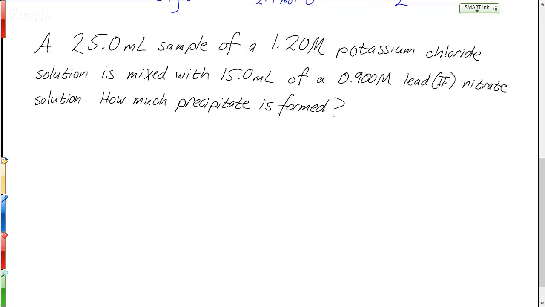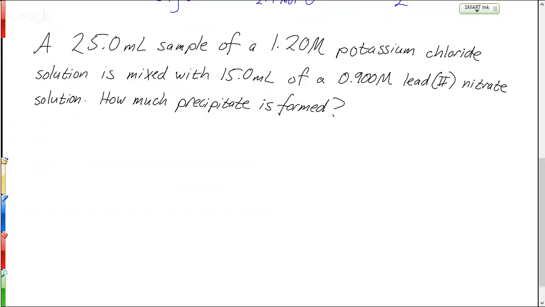Okay, so let's take a look at this. A lot of stuff going on here. A 25 milliliter sample of a 1.2 molar potassium chloride solution mixed with a lead nitrate solution. How much precipitate is formed? So what do we do first? What would you do first? Yeah, we've got to set up a chemical equation here, because we don't know what we're going to do until we at least have a chemical equation to tell us the relationships between the stuff. So how do we set that up?